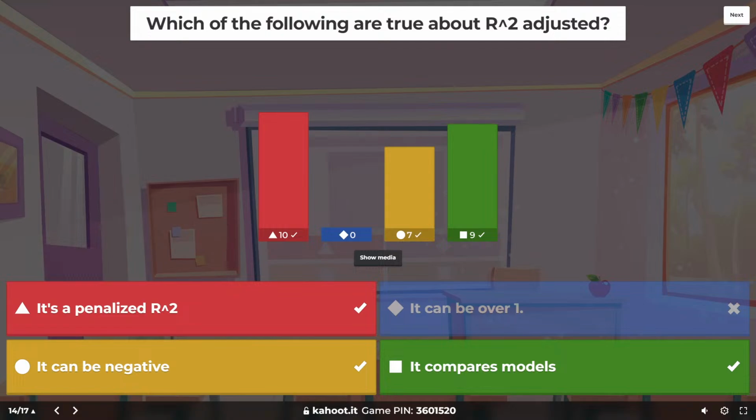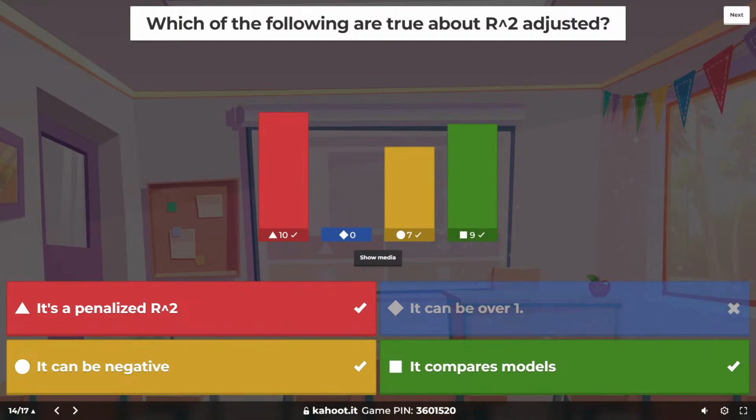So with this right here, R squared adjusted exactly everything, but it can't be over 1. That is true. And when we think about this right here, it's a penalized R squared. It can be negative, and we definitely use it to compare models. Huge right there. Very important things.